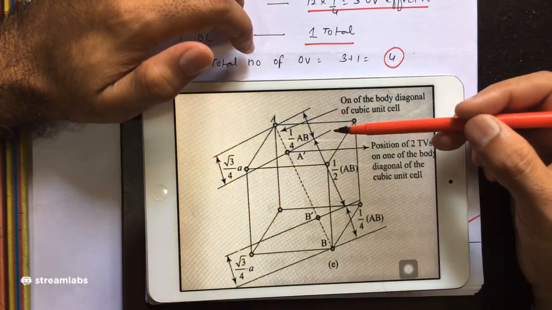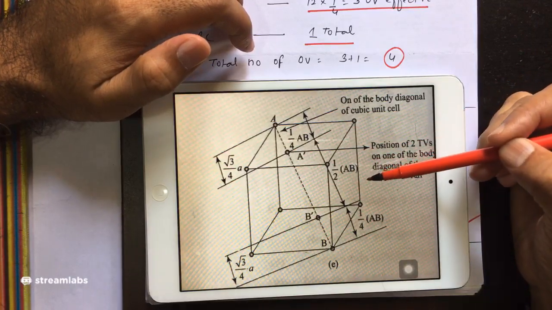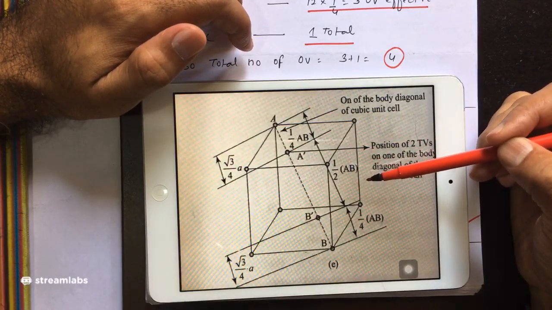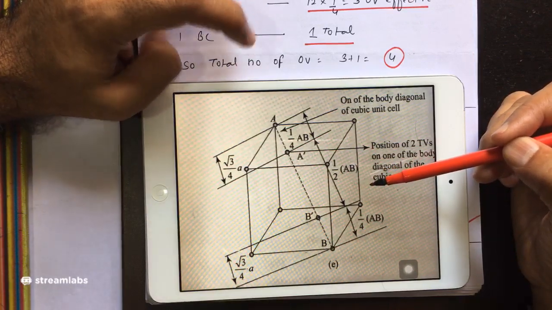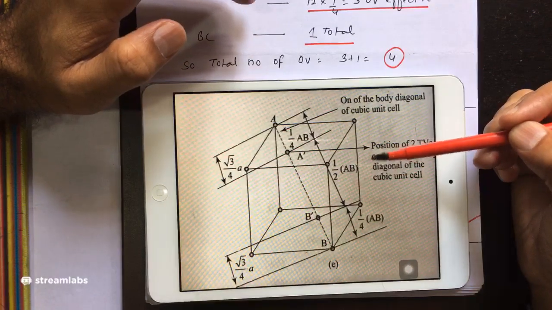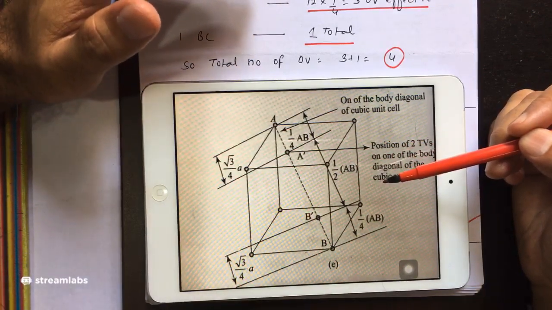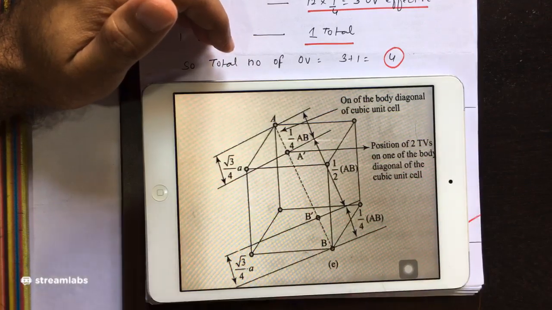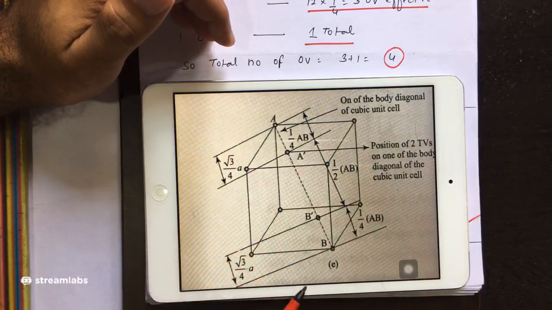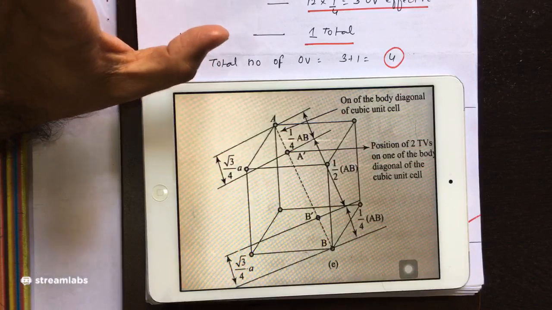And this entirely, from this point to this point, which is half AB, is the location of the octahedral void. That is also how we come to the conclusion that if half occupies the space of the octahedral void, only 1/4 occupies the tetrahedral void. The size of the octahedral void is double that of the tetrahedral void. So if you remove this particular body diagonal, how many atoms will be removed?